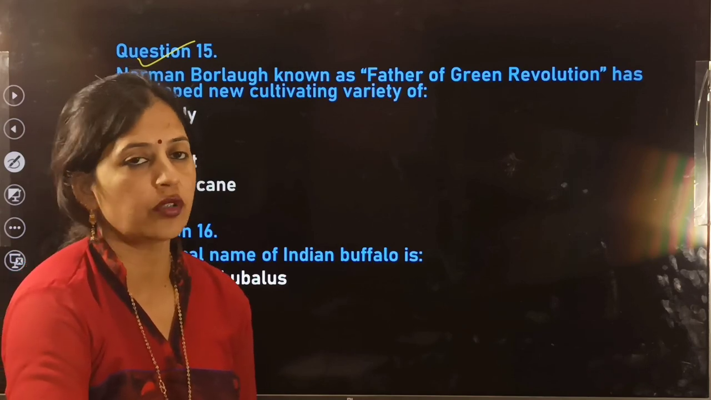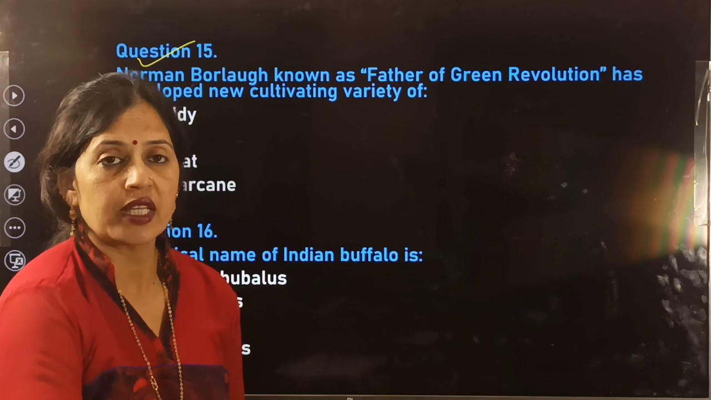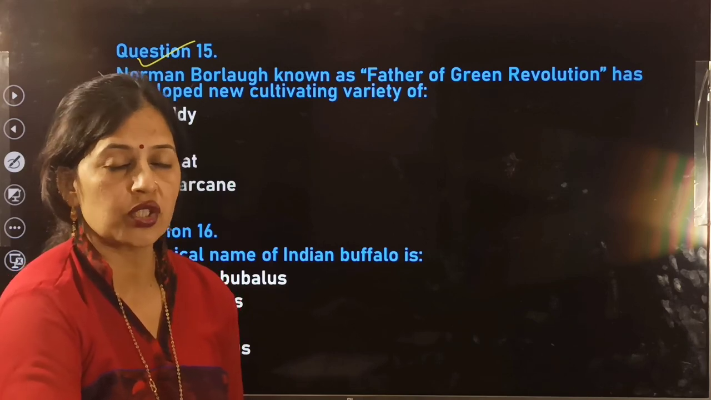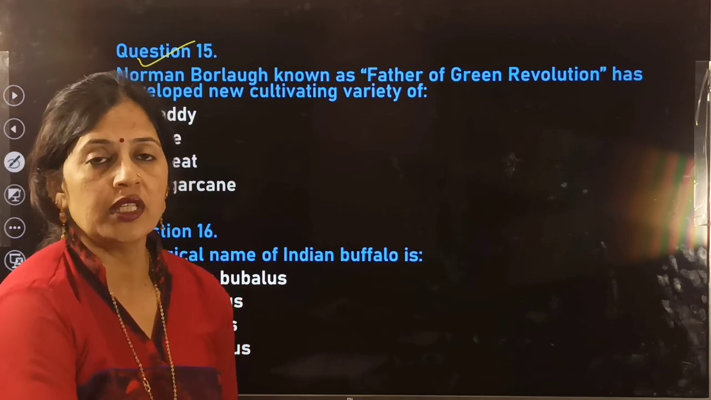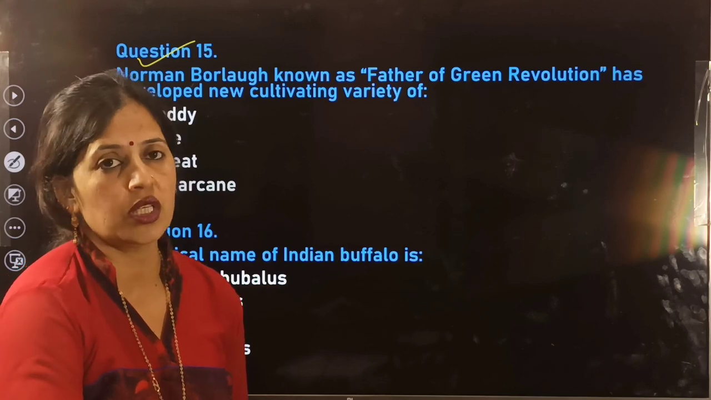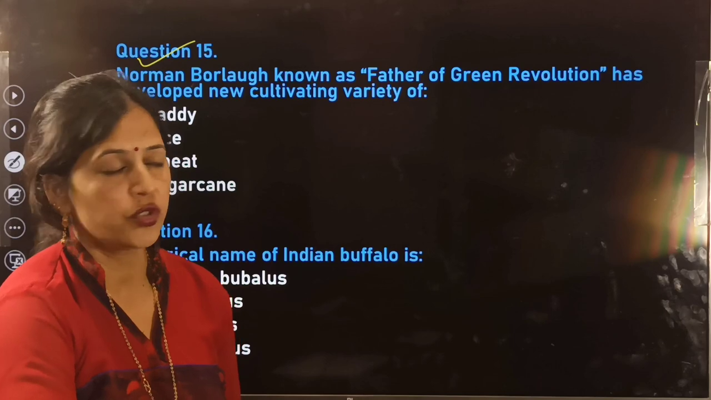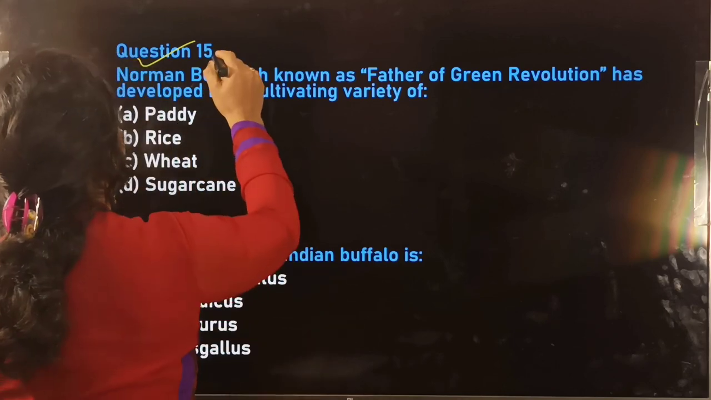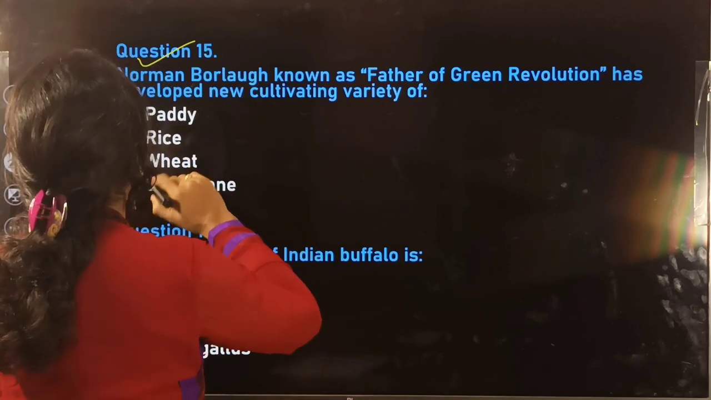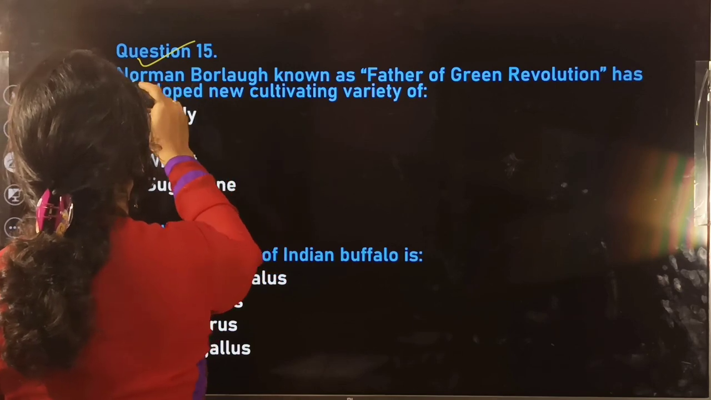Now shift to the question number 15, and it is our last question regarding the part number one for the chapter, that is strategies for enhancement in food production. The rest of the important MCQ questions or objective questions we will discuss in our next part, that is in our part number two.